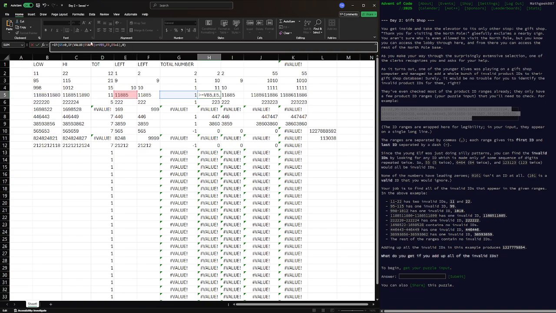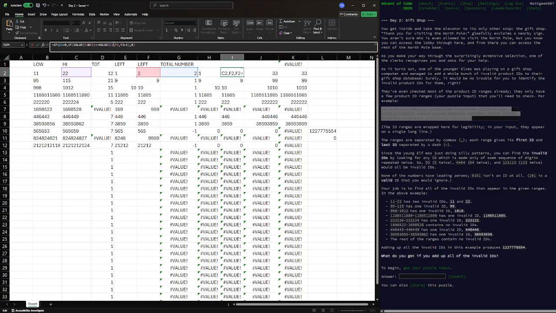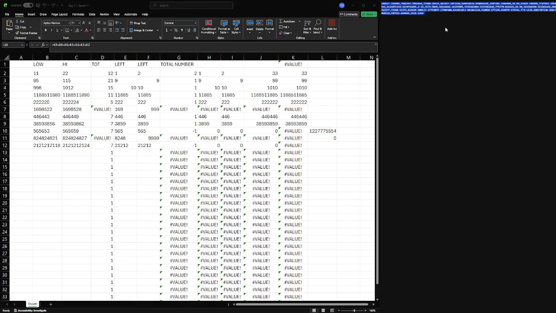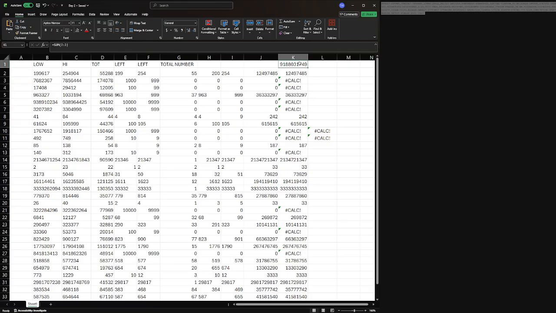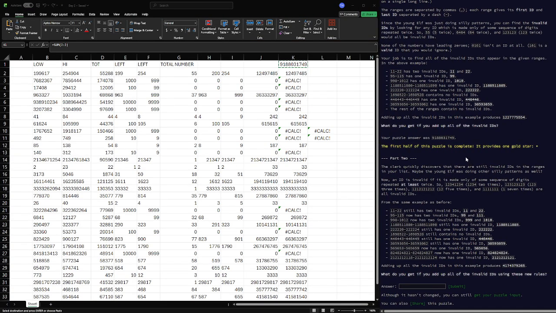Oh my god, I need to do more values. Okay, so that definitely is changing things. Dude, I hate that this is all value coded. Okay, but this is still weird. This is fixed. This is now the right answer. Okay, maybe that's just all that I needed. Let's try this, see if that's right. Right answer, gold star. Okay, correctly discovered that there are still invalid IDs in the ranges on your list.